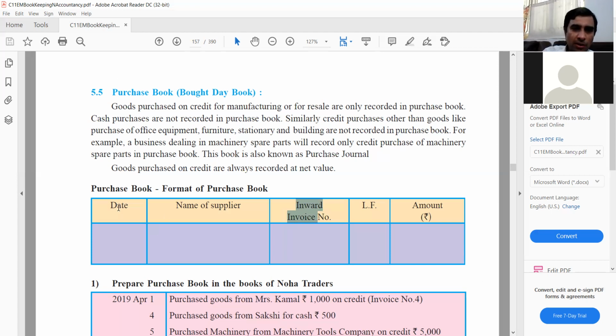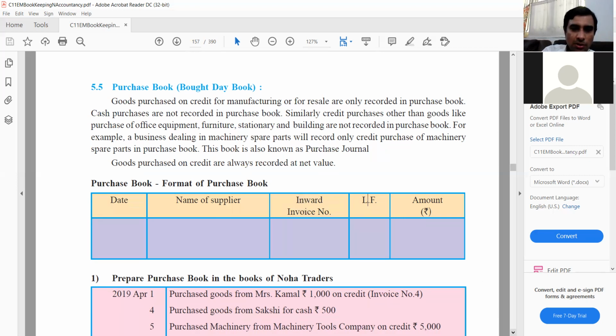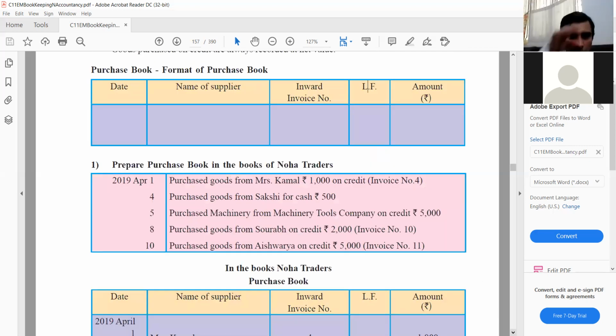Sales book, the format is exactly the same: date and then the name of the customer. Instead of supplier, you will have the purchaser, or the customer, and outward invoice number. And this invoice is generated within our organization, then ledger folio and amount. So when you're asked questions on this, it is very, very simple.